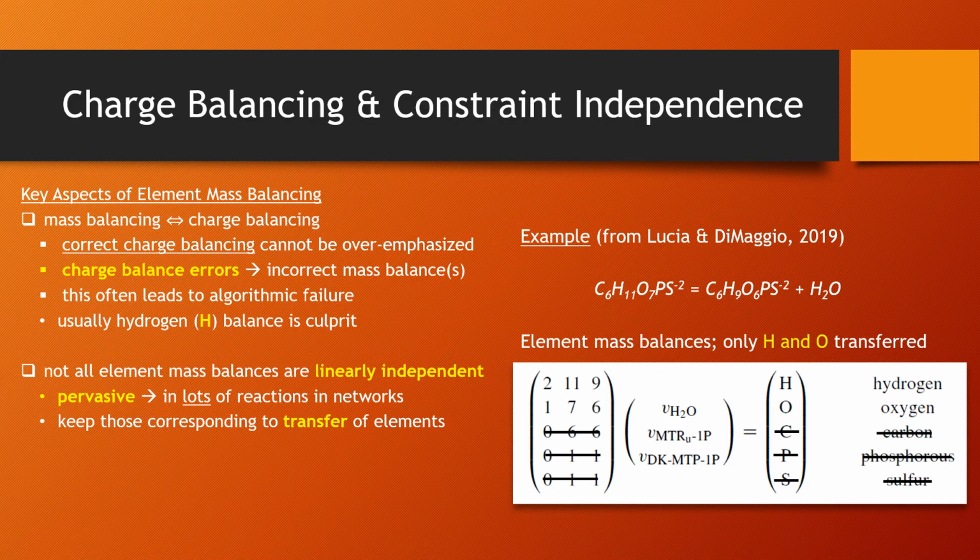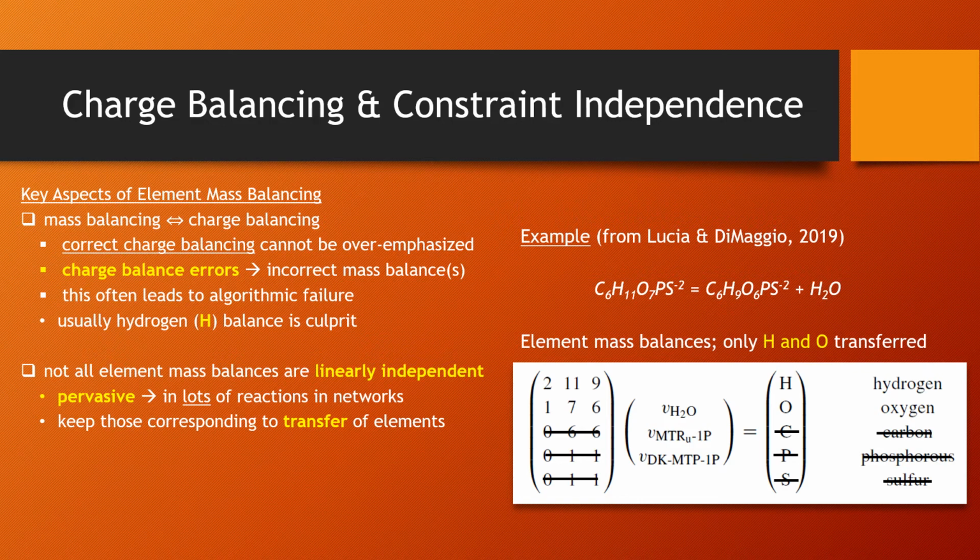Therefore, you have to find a way of correctly formulating the problem, and the way to do that is to keep only those species or mass balances that correspond to the transfer of elements. On the right, I give an example. Note that the reaction is charge balanced.